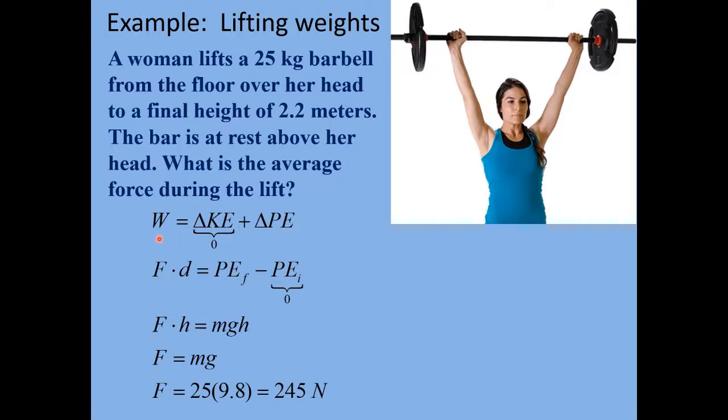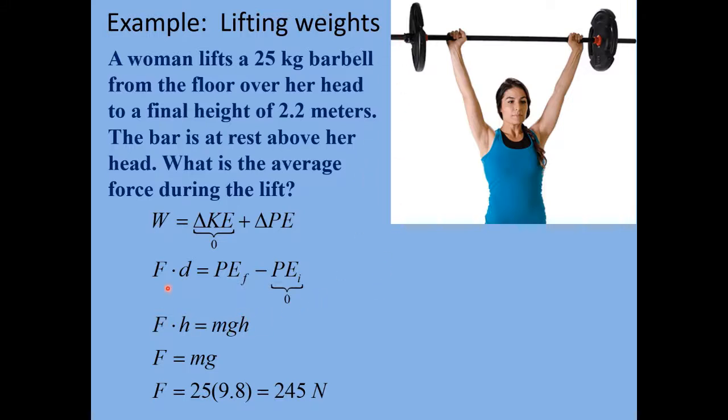Now, we know that work is force times distance. So force times distance is equal to our change in potential energy. That's the final potential energy minus the initial potential energy. Since the bar started on the floor, the initial potential energy here is 0. So what we have is force times distance is equal to the final potential energy of the bar. Now, remember that potential energy for gravity is equal to mgh, where m is the mass of the bar and h is the height above the floor that the bar now is.